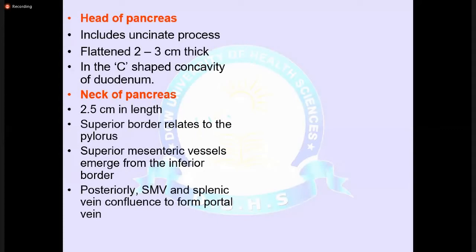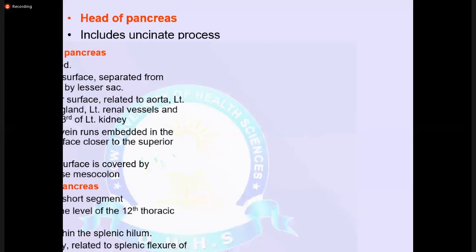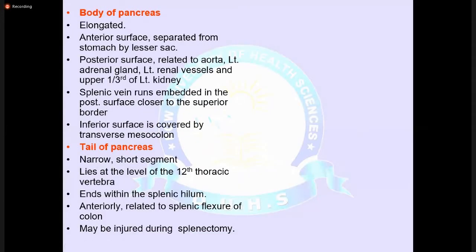At the level of the neck of the pancreas is where the superior mesenteric vein and the splenic vein unite to form the hepatic portal vein. The body of the pancreas has the lesser sac of the stomach as its anterior relation. The posterior relations will be the aorta, the left adrenal gland, and the renal vessels, because it overlies them.